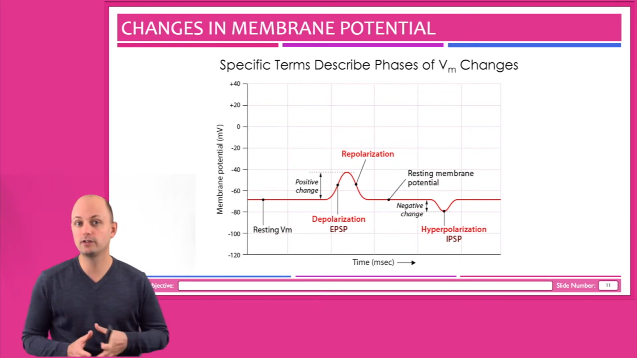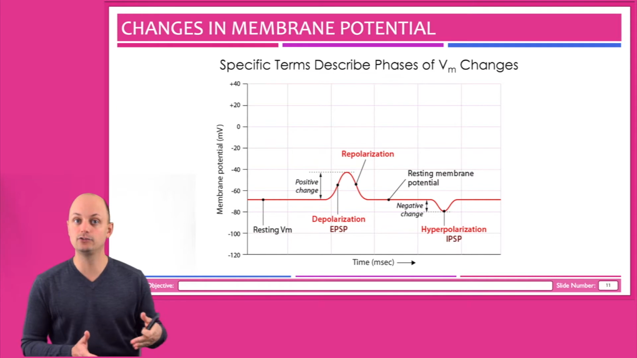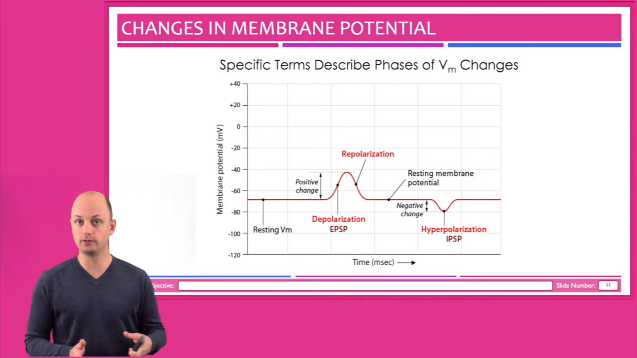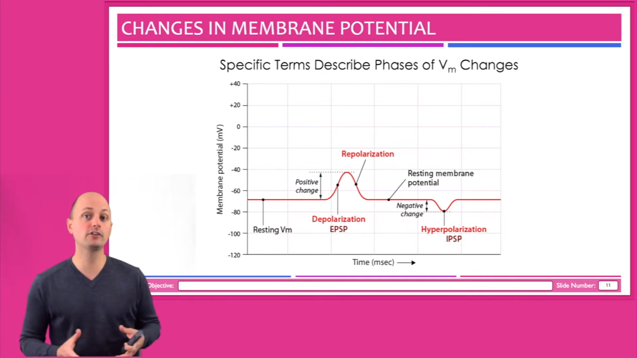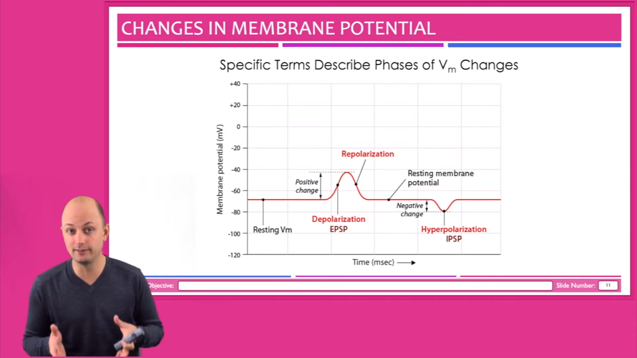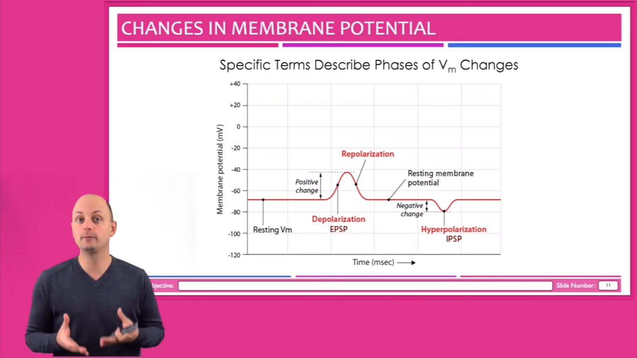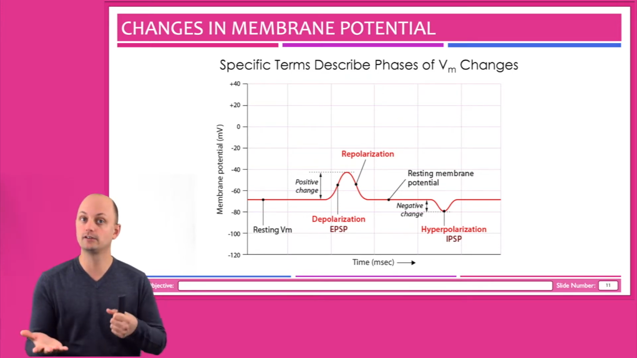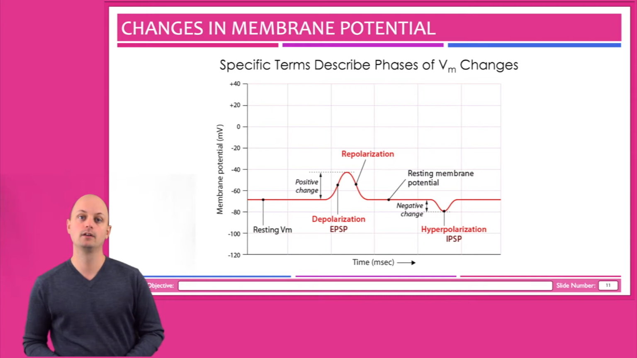There's also a term to describe a membrane at rest, which experiences a negative change in membrane potential, and that's called a hyperpolarization. So in order to understand pretty much anything beyond this point in the lecture, you're going to need to be able to apply these terms: depolarization, repolarization, and hyperpolarization.